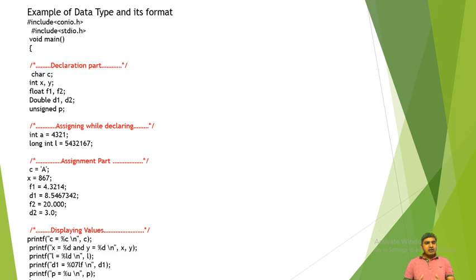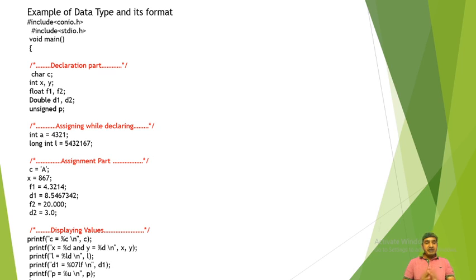For that, when we have to display character, integer and float values on the screen, we require an output function, that is printf. Okay, c is equal to %c. Why do we use %c? Because c is a character. When we use a character, the format is %c \n, it is for a new line, comma c, and it is terminated by a semicolon.